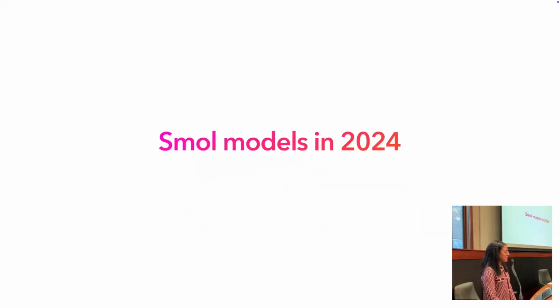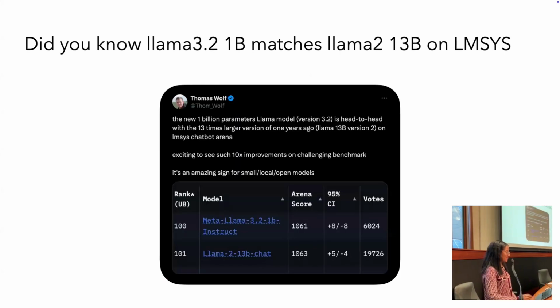Now we can go to see what's happening in the small models field in 2024. I don't know if you know, but now we have some really good small models. For example, Llama 3.2 1B matches Llama 2 13B that was released last year on the LMSys Arena, which is basically the default go-to leaderboard for evaluating models using human evaluation. And as you can see here, the scores of the models are really close. So I think we've made a huge leap forward in terms of small models. Of course, that's just one data point, but there's more.